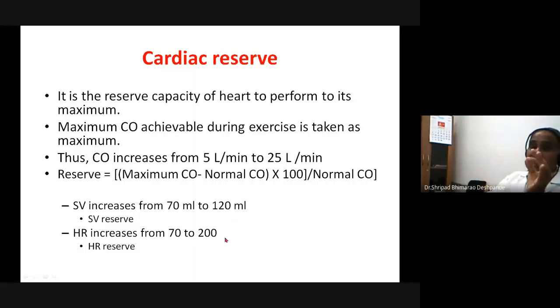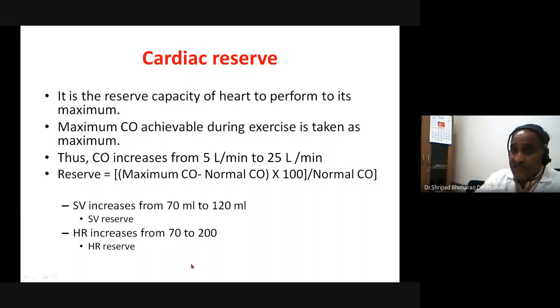For example, a 20-year-old young adult can reach a heart rate of up to 200. Same thing, a person of 60 years can achieve up to 160. So that means 220 minus age is the maximum achievable heart rate. So now here, how much is the heart rate reserve? 130. 130 is the heart rate reserve.